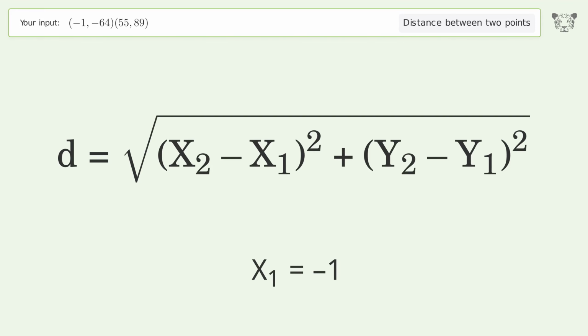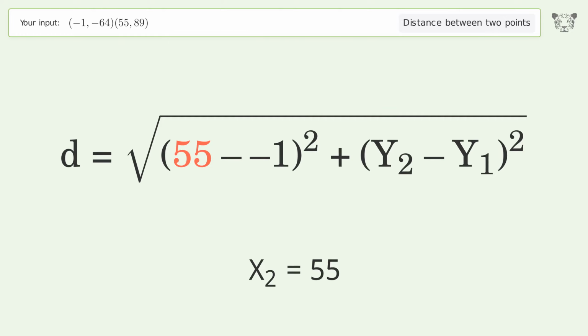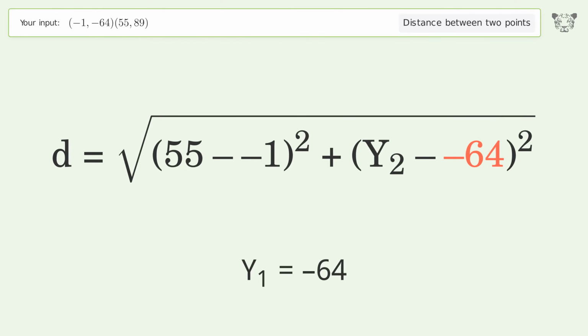x1 equals -1. x2 equals 55. y1 equals -64. y2 equals 89.